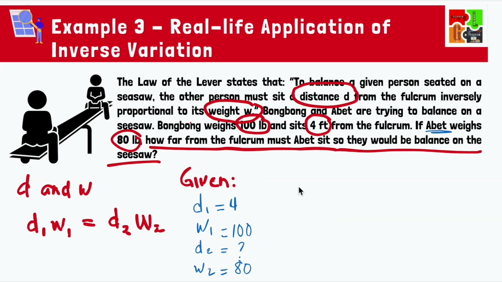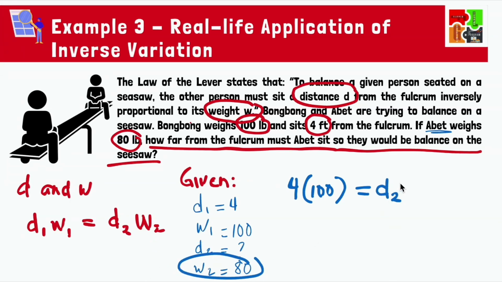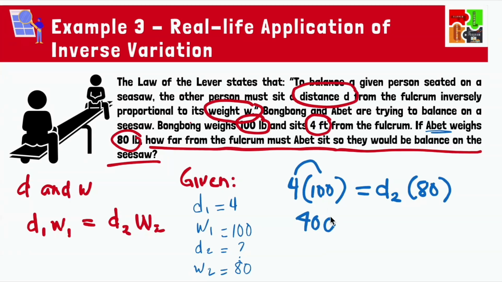So, here, we have this particular formula. We will be using this formula. For us to do that, let's have this D's of 1. D's of 1 is 4, times W's of 1, that is 100. Equals D's of 2, that is the missing one, times W's of 2, which is 80. Simplifying 4 times 100, that is 400, equals D's of 2 times 80.